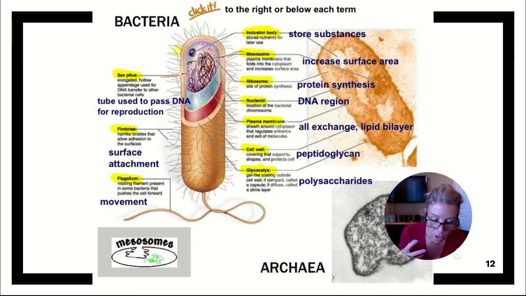And this cell wall protects the cell and maintains the cell shape. In fact, when you take antibiotics because you have a bacterial infection, they don't work on viruses, they don't work on COVID, but when you have a bacterial infection, it can kill the bacteria in two different ways.